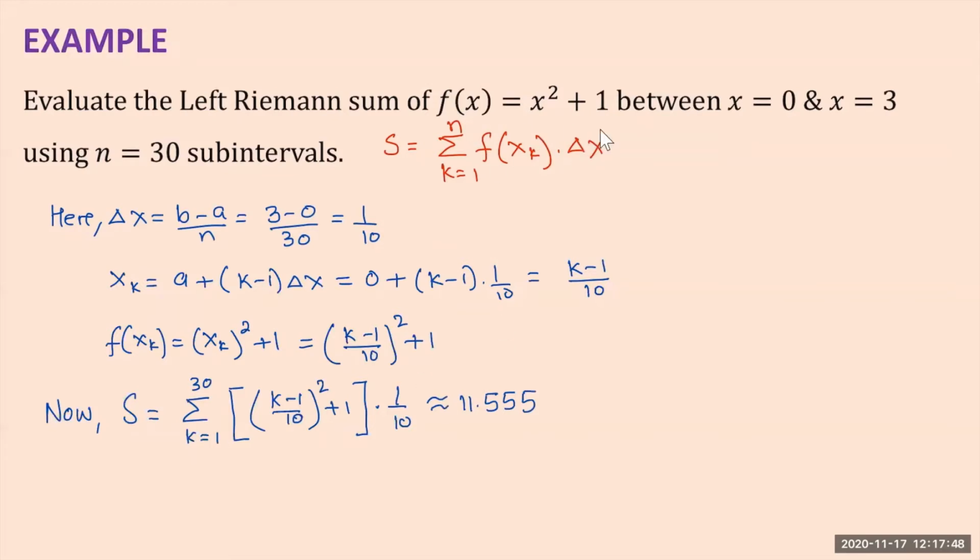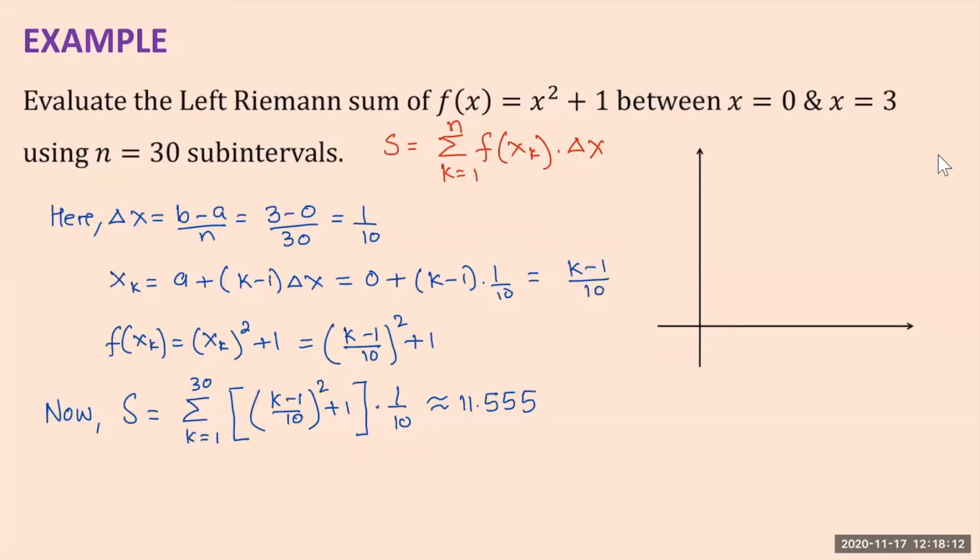In this case, as our function is x squared plus 1, if you want to illustrate that, let me quickly draw the graph here. That is my vertical axis. Here is my horizontal axis. We are talking about the function x squared plus 1. So x squared function shifted 1 unit up, and it is from 0 up to 3.